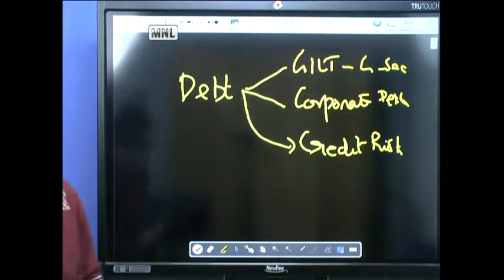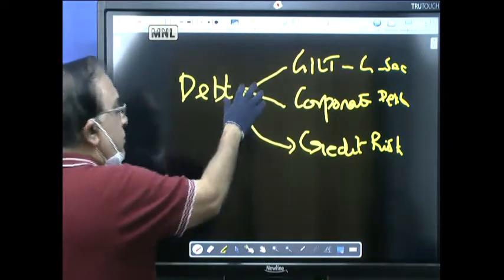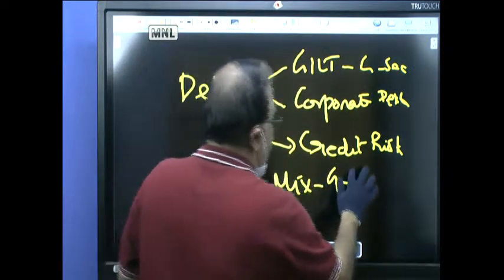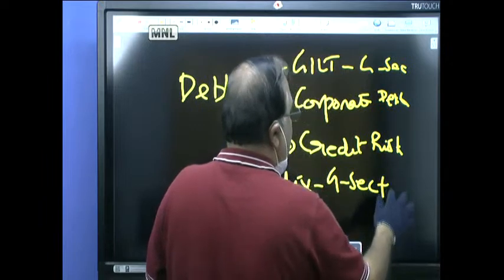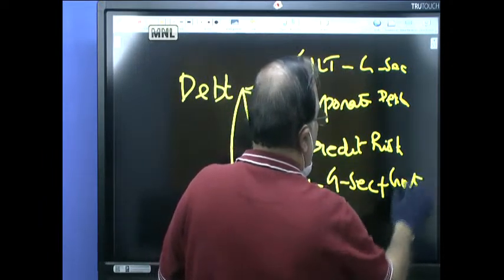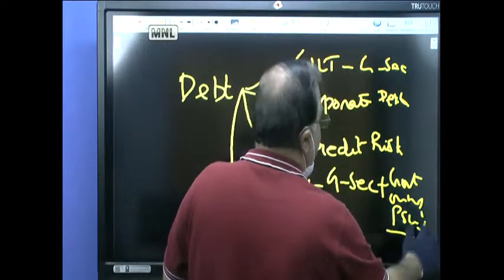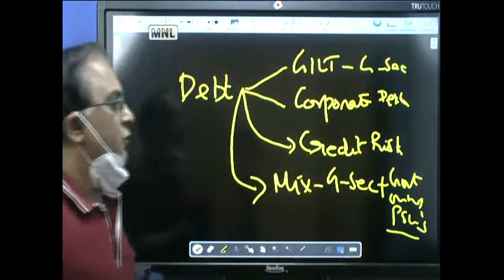Then you have credit risk. Then you have a mix of investment which could be in GSEC, and something could be in top government-owned PSUs, like it could be LIC, it could be SBI bonds, like that.